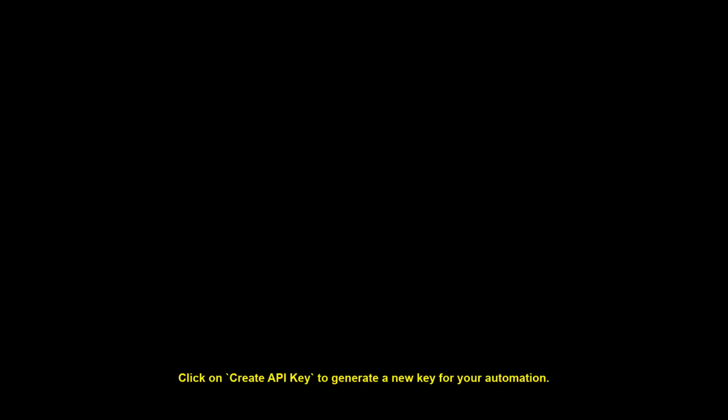Click on Create API Key to generate a new key for your automation. Choose a name for your API key and assign it appropriate permissions. Save the API key in a secure location, as you'll need it later.